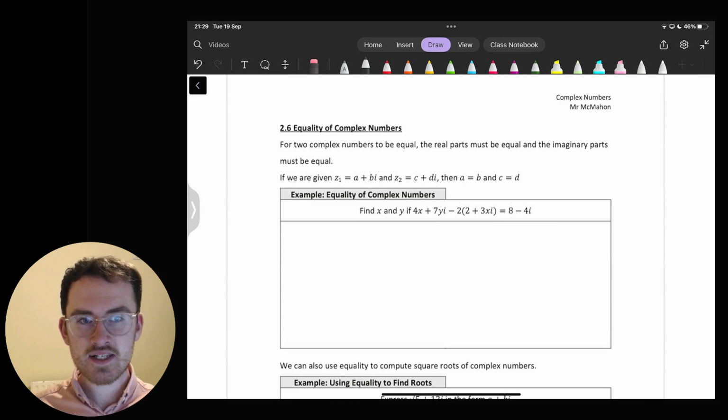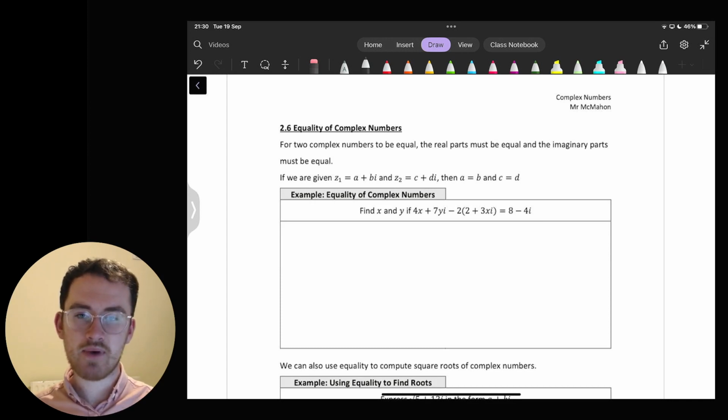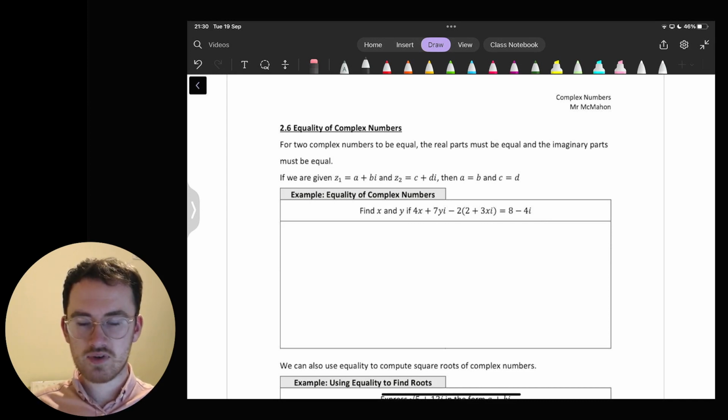So we've looked at this a little bit when we would have done identities back in algebra 1. Back in algebra 1, we would have done the same kind of idea here. So for two complex numbers to be equal, we say that the real parts must be equal and the imaginary parts must be equal. So if we're given two complex numbers, we can compare the real parts and we can compare the imaginary parts, and that's going to allow us to make some calculations and to work out some unknown values in the questions.